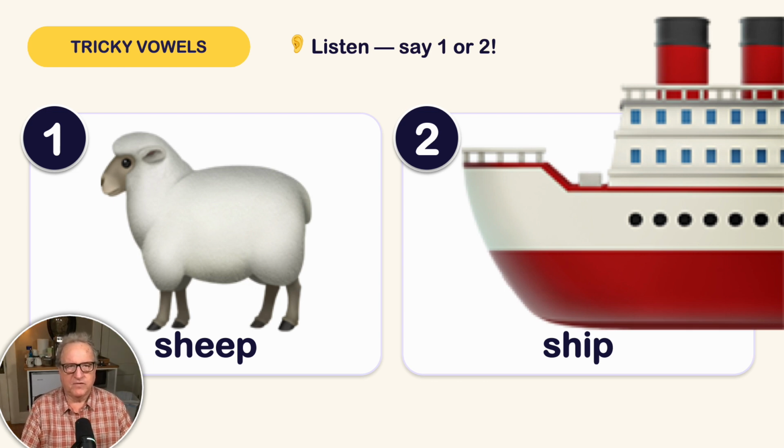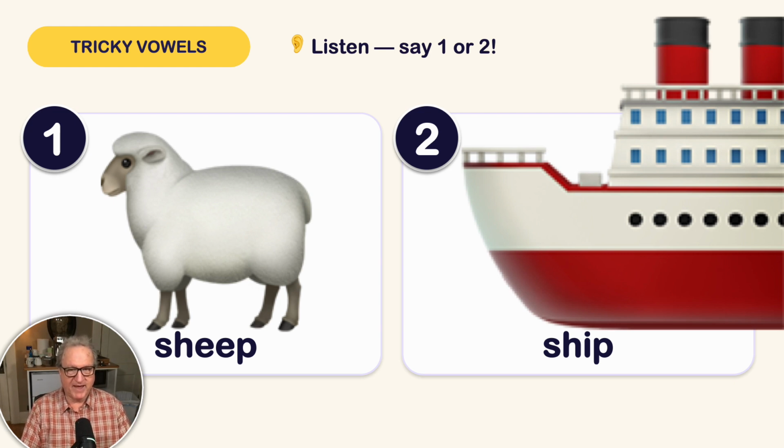Let's look at these pictures. So the first picture, number 1, is sheep, and number 2 is ship. They sound very similar, don't they? Yeah, they do. So you're going to look at the pictures and I'm going to say one word and you tell me, is it 1 or is it 2? Sheep. Is it 1 or 2? It's number 1, sheep. Baa.